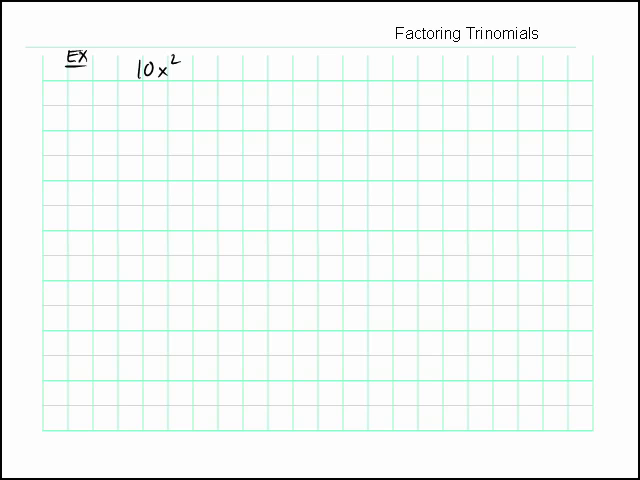10x squared plus 17x plus 3. Okay. Positive 3. It could be 1 times 3. It could be negative 1 times negative 3, but if you notice, there's no negative numbers in the polynomial here at all, so I'm not even going to try those. The front term, 10x squared, it could be 10x times 1x, or it could be 5x times 2x.